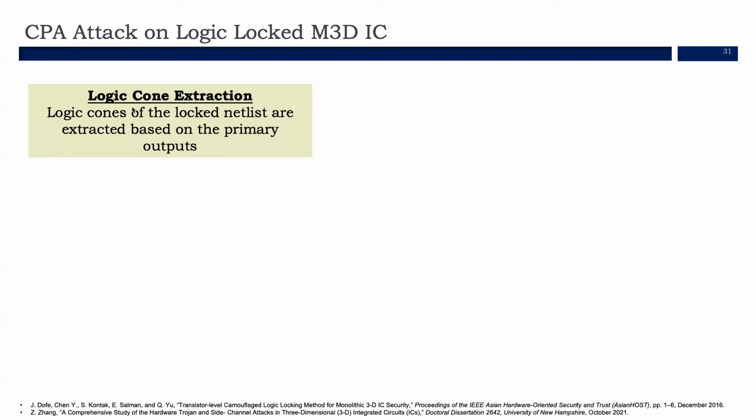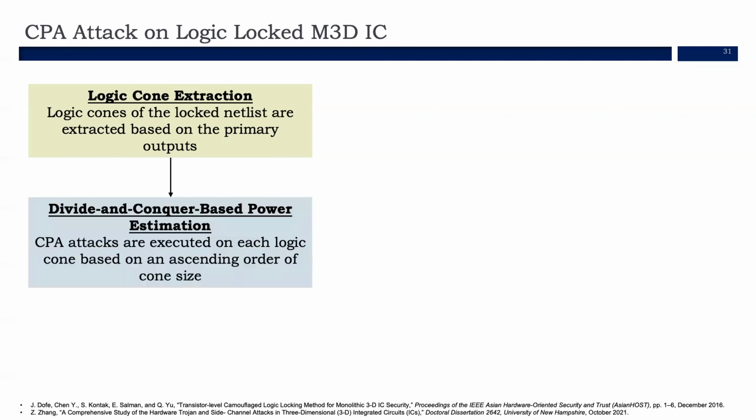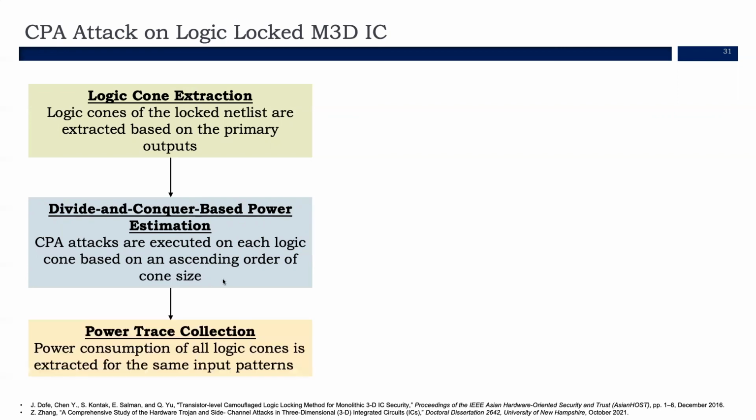The first procedure is to use a logic cone extraction. That means logic cones of the locked netlist are extracted based on the primary outputs, and then divide and conquer based power estimation is performed, where the correlation power attacks are executed on each of the logic cones in an ascending order of the logic cone size. Further, the power traces are collected. The power consumption of all the logic cones is extracted for the same input pattern.